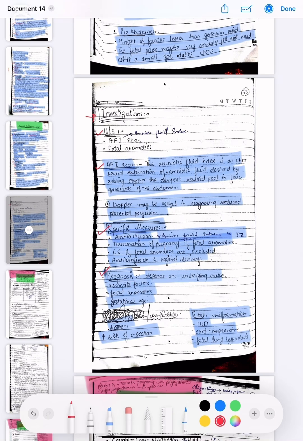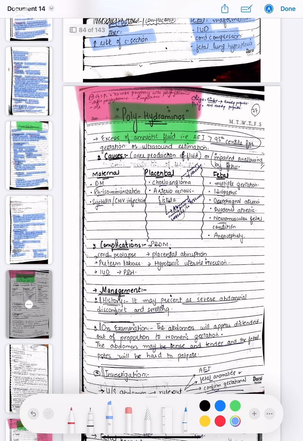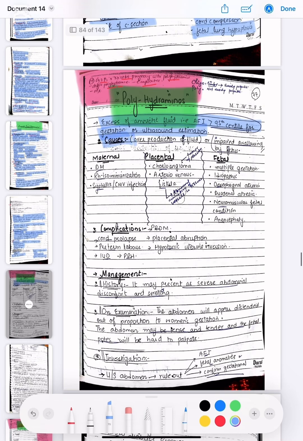Now coming towards the next topic, that is polyhydramnios. So we are having a scenario that there is a G2P1 36 weeks pregnancy with polyhydramnios. Define polyhydramnios and what are the complications. So polyhydramnios is the excess of amniotic fluid, that is amniotic fluid index greater than 95th centile for gestation or ultrasound estimation. The causes are overproduction of the fluid or impaired swallowing by fetus.